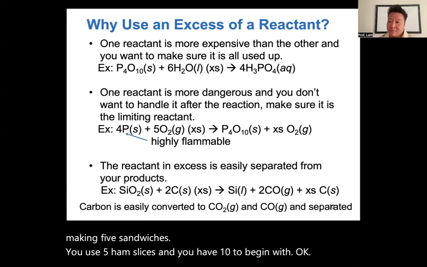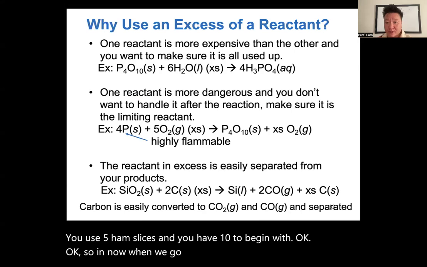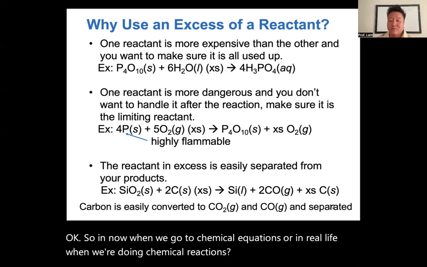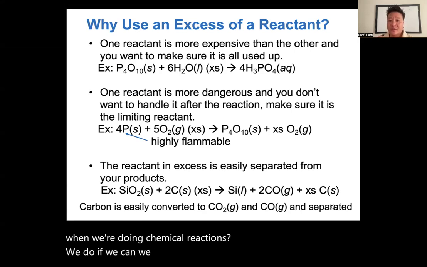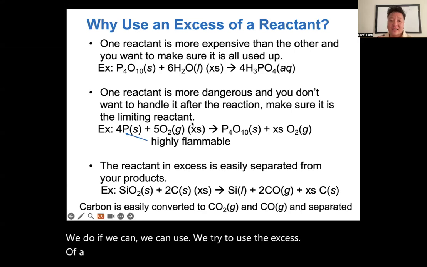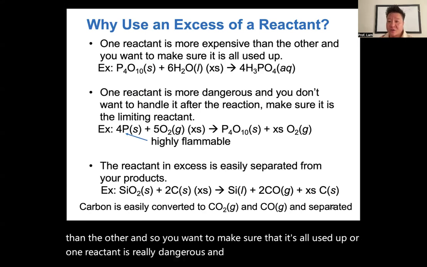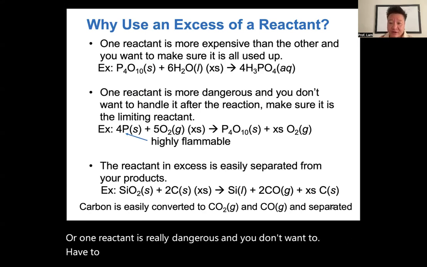Okay, so now when we go to chemical equations, or in real life when we're doing chemical reactions, we try to use the excess of a reactant. Why? Because one reactant might be more expensive than the other, and so you want to make sure that it's all used up. Or one reactant is really dangerous and you don't want to have to handle it after the reaction, so you make sure that it's all used up during the reaction.